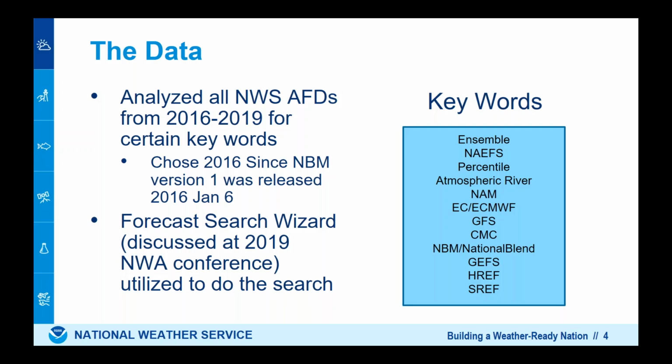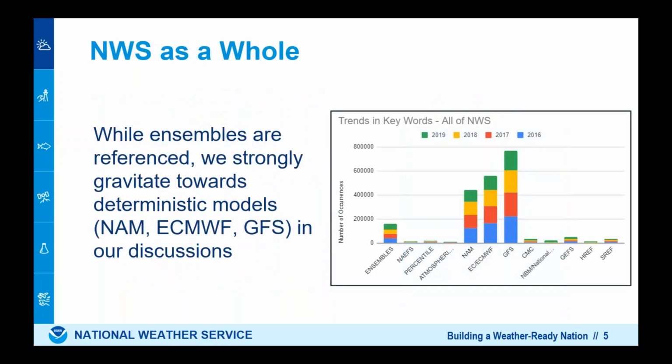So what was cool back during the 2019 NWA conference was this tool. The author was Eric Allen from the University of Delaware, who created this forecast search wizard to do searches of any NWS products. He has a Git repository for that, and so I just downloaded that and put it on one of our servers and started downloading all these AFDs from all over the Weather Service and went through and started doing analysis of them.